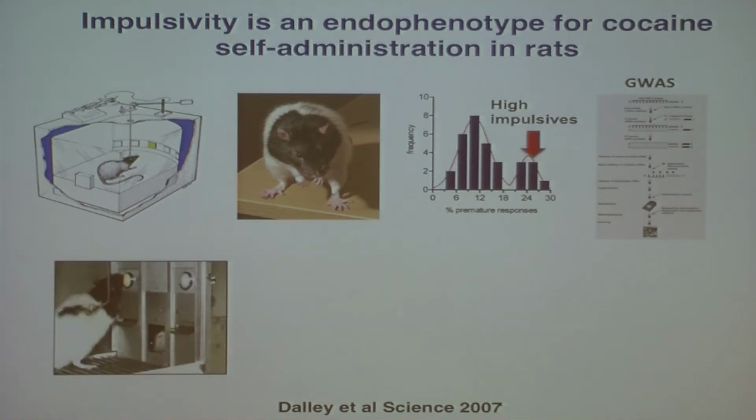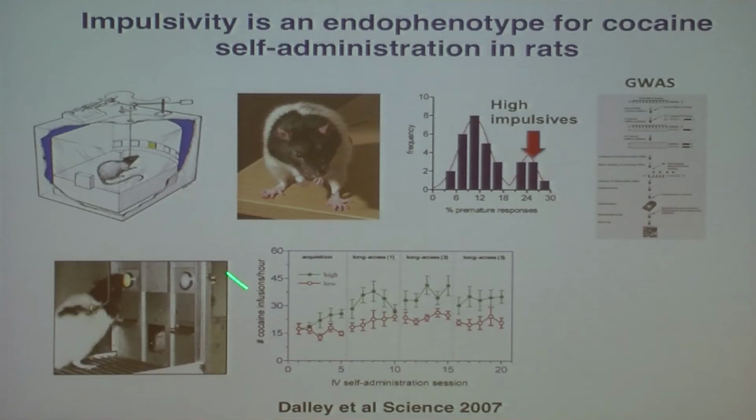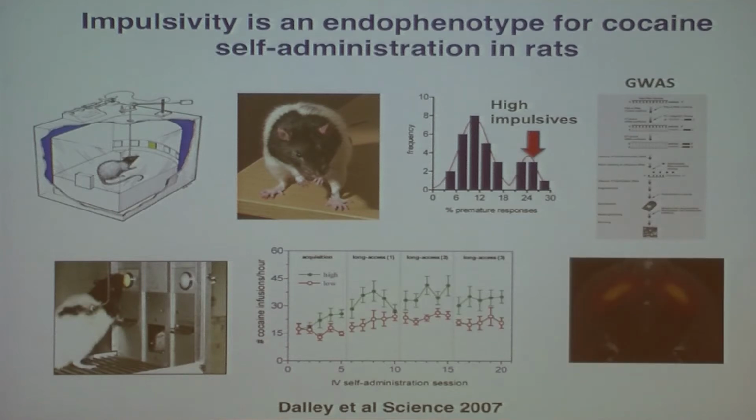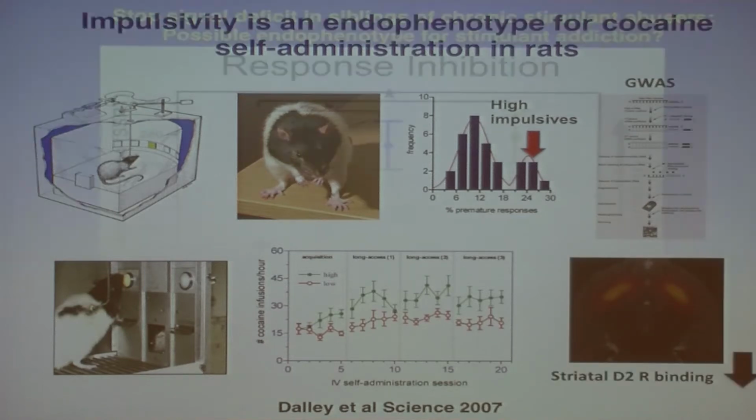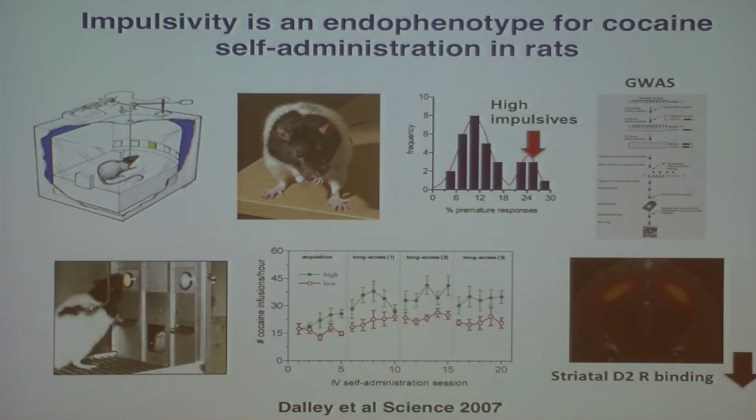But the really interesting thing about this phenotype is that it predicts the propensity to self-administer cocaine. So if you screen these rats and only then expose them to cocaine, they will take a lot of it. And in the original study, as you can see in the green dots, these are the high impulsive rats compared to normal. And this is also correlated with a reduction of striatal dopamine D2, D3 receptors in the ventral striatum of these rats, not in the dorsal striatum.